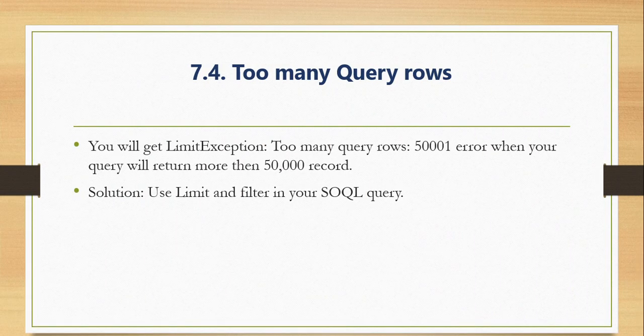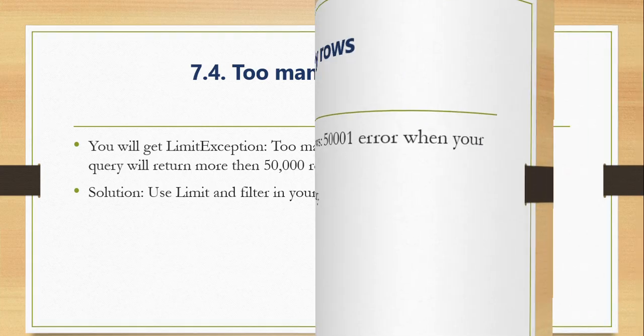Too many query rows. You will get the limit exception "Too many query rows: 50001" when your query returns more than 50,000 records. Solution: use LIMIT and filters in your SOQL query, then it will not give the too many query rows error.